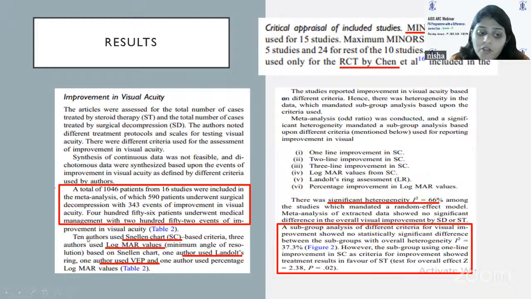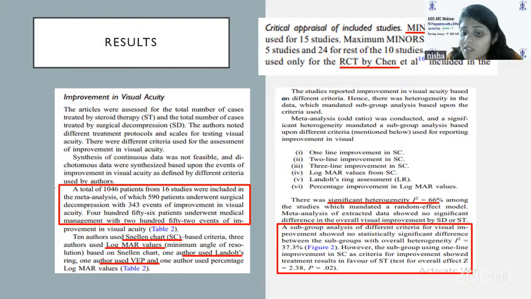Now, the important point to note is that different authors had used different methods to check visual acuity. Some of them had used Snellen's chart, some had used LogMAR, and some had used other charts. This is what contributed to the heterogeneity in this study, and that is why a subgroup analysis was mandated. So they divided the studies depending on the criteria used to gauge visual improvement. Some studies had used 1-line improvement, some 2-line improvement in Snellen's chart, some 3-line improvement, and some used LogMAR. Based on that, they divided all the studies into 6 subgroups and subjected them to further meta-analysis.